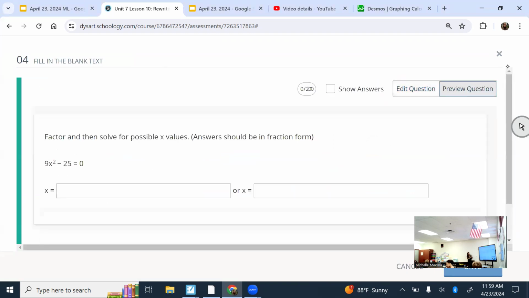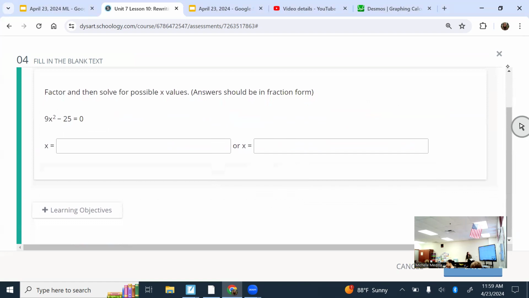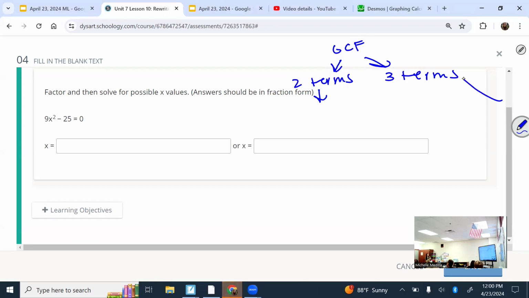Okay. Factor and then solve for all possible x values. So first thing you always check for is what? The GCF. Is there one between 9 and 25? No. So then you move on to step 2, which is based on the number of terms; that determines how you factor. Over here, I had 2 terms. Can we do the diamond method with our 2-term expression? You can't. That's only with our 3 terms.